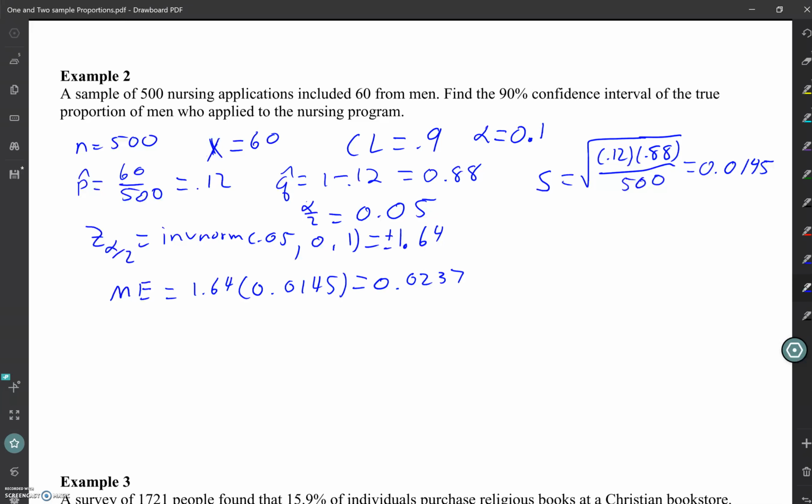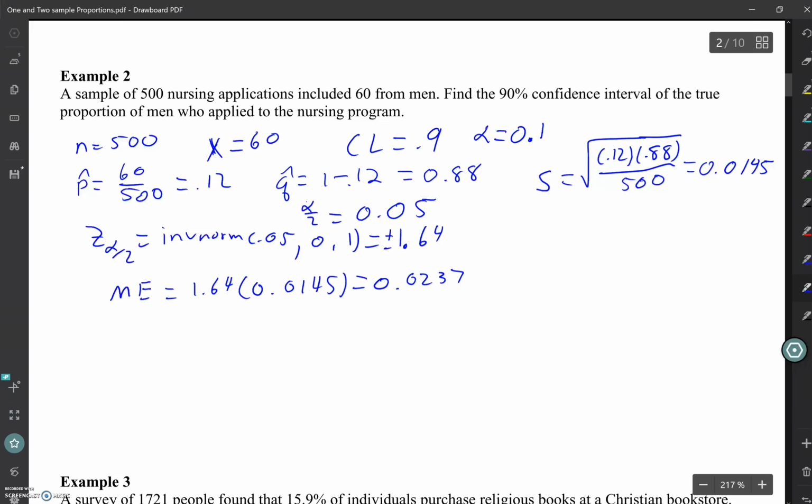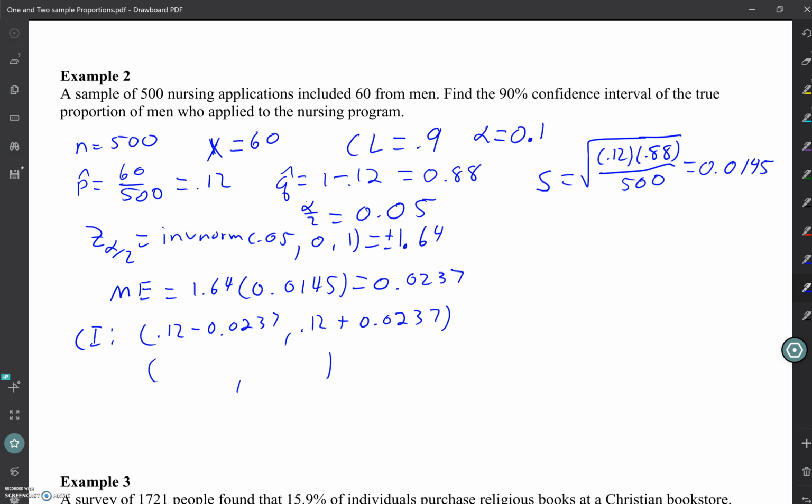Then, just like we built our other intervals, we want to use our point estimate and our margin of error. So this confidence interval is going to be p hat, which is 0.12 minus 0.0237, and our p hat, so 0.12 plus your margin of error of 0.0237. And this will give me my confidence interval for the applications for nurses.